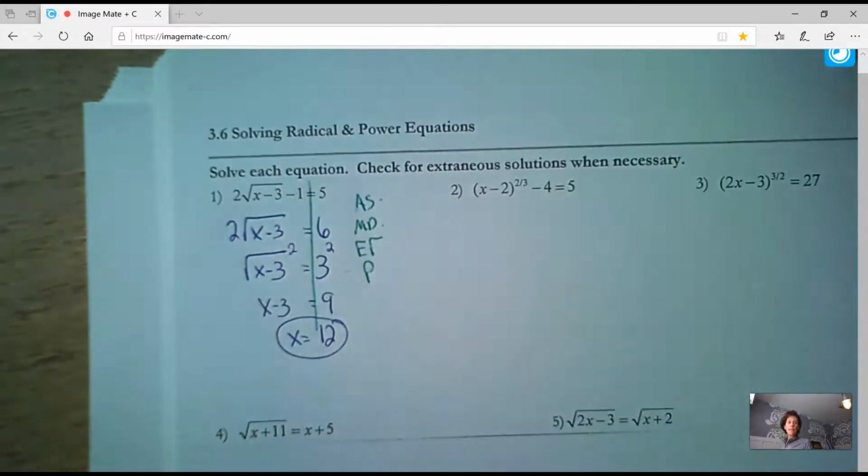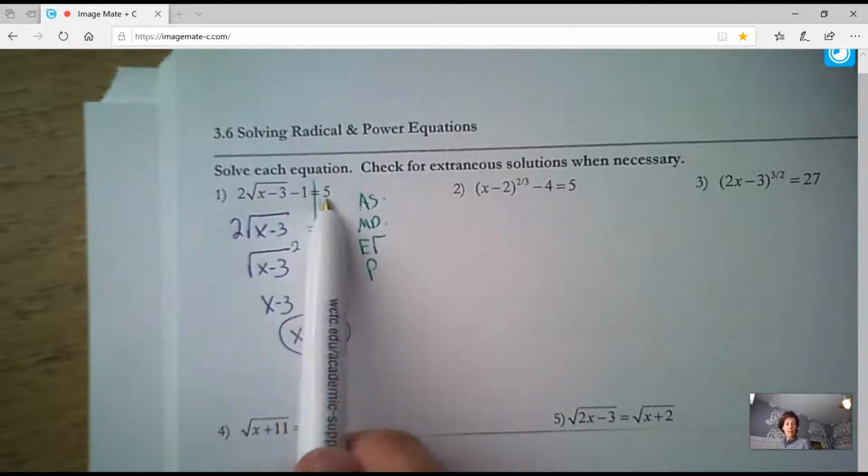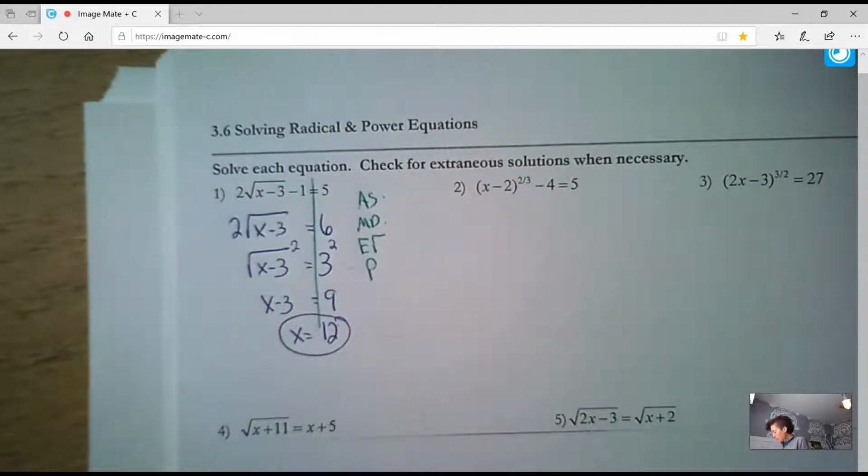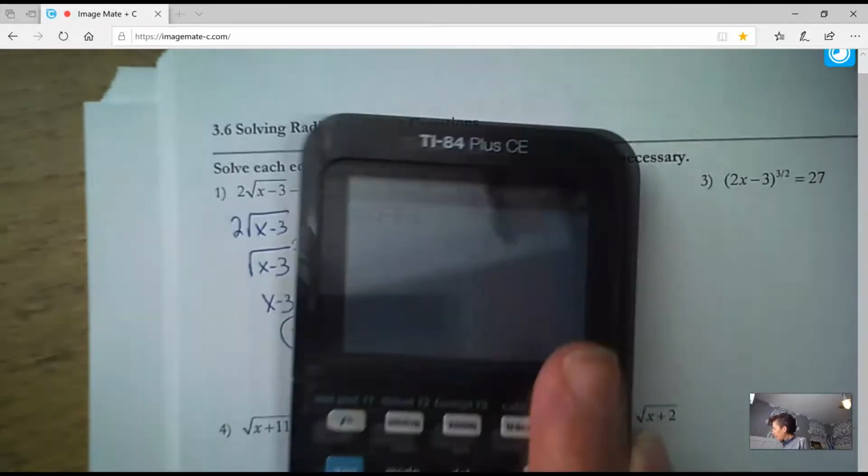So is this an extraneous solution? So yeah, let's go ahead and just try. And I'm going to use the calculator, and I'm just going to put 12 in the left side and see if I do that, do I get 5 as my answer? All right, so typing it in.